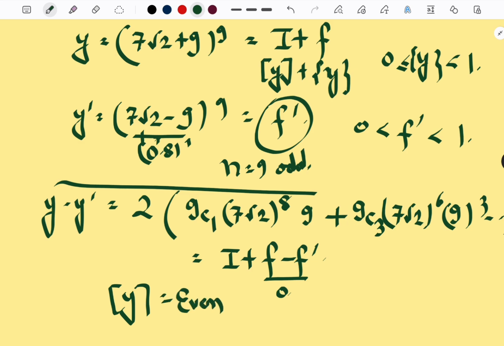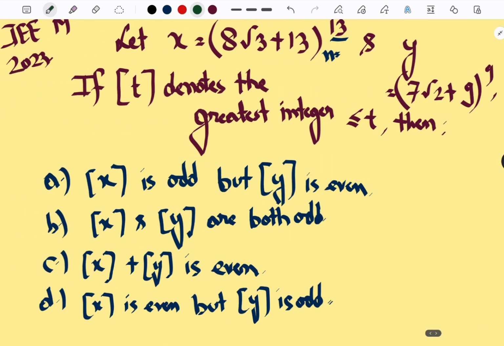Now according to the question, it asked, this is odd but this is even. No, both of them are even. So this will obviously be wrong. This will be true: if this is even and this is even, the sum will be even.